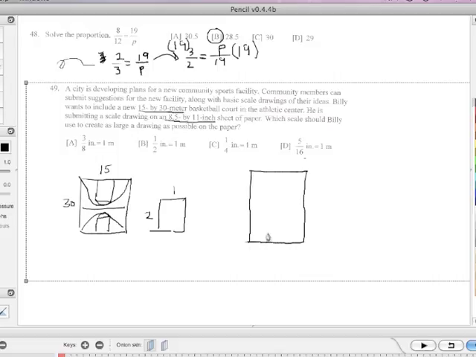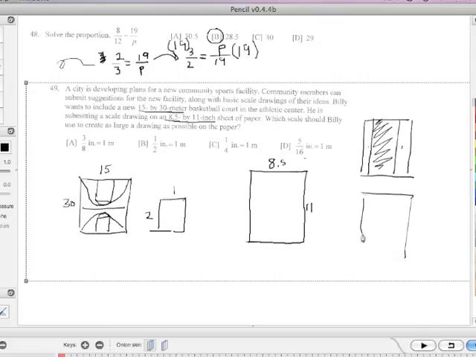And what we have to figure out is which will max out first. Will we max out the length? So will it fit on the paper like this? And the basketball court will fill out here, and then we'll have these open margins over here. Or when we put this drawing on, is it going to fill out this way? And we're going to have margins on the top and bottom.